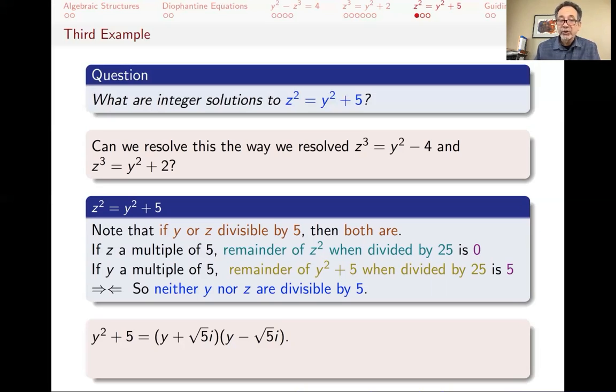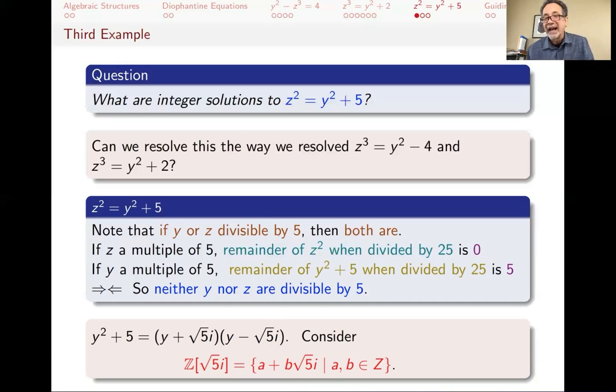We want to factor this, and this time we factor very similar to the second case: y plus square root of 5 times i, times y minus square root of 5 times i. And we want to consider these kinds of numbers, Z joined square root of 5i, numbers of the form a plus b square root of 5i, where a and b are integers. The question is, how do these guys behave?